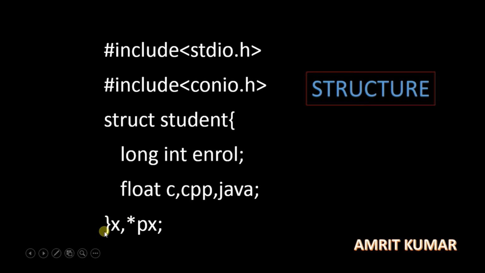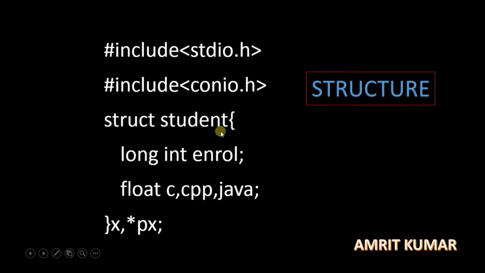After this, we close the student structure, and here I am declaring two variables. You can see one is a variable and the other is a pointer. This is the variable x and this is a pointer px. I am declaring the variable of structure data type, which means x can access student.